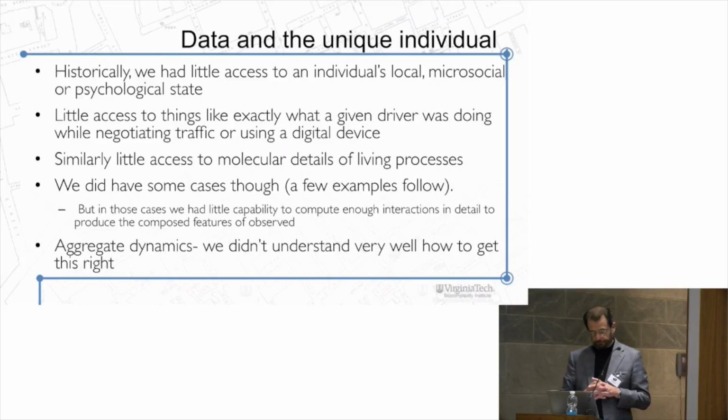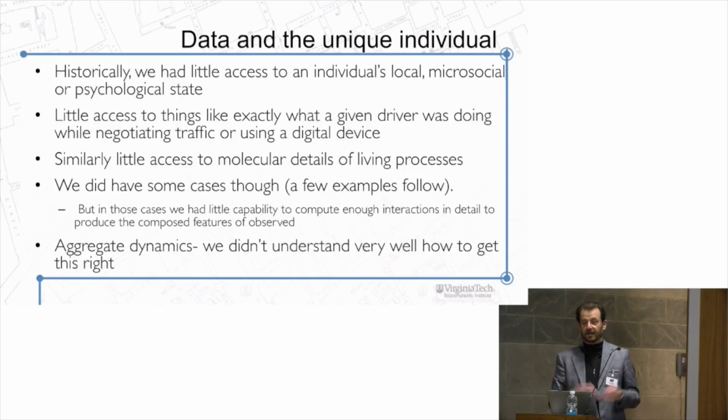issue that historically we just really didn't have much access to individuals' local or microsocial or psychological state. For example, if you saw traffic, you didn't know why someone was in the traffic flow. You might know how many people are in there. You might know about traffic jams, but you didn't know why they were there. Or why they were using their phone at one point instead of using it at another point. There was not very much access really to the molecular level understanding of living processes.